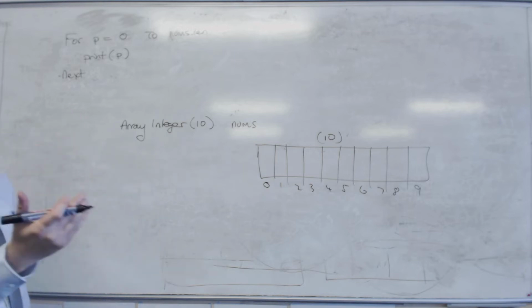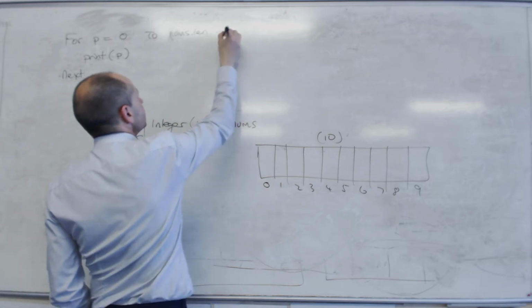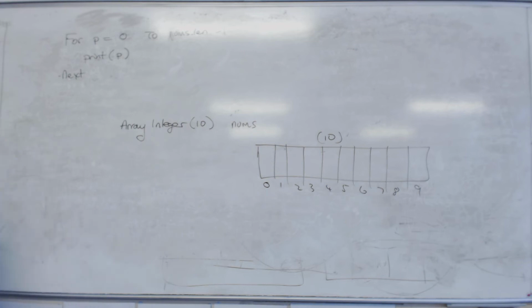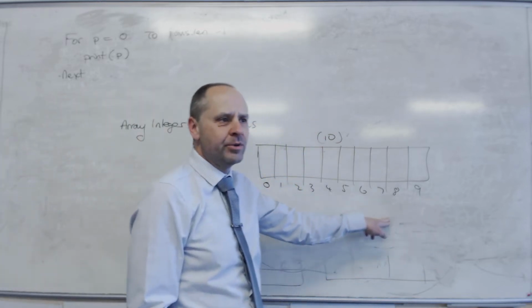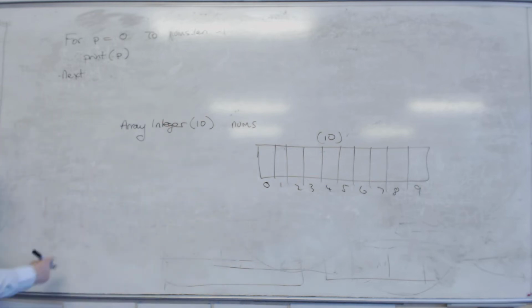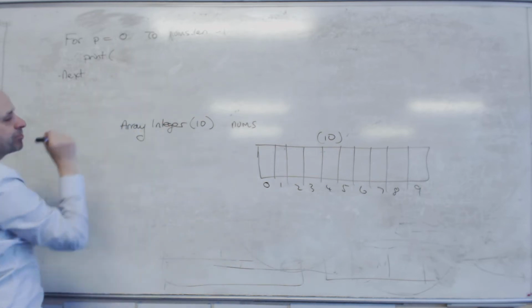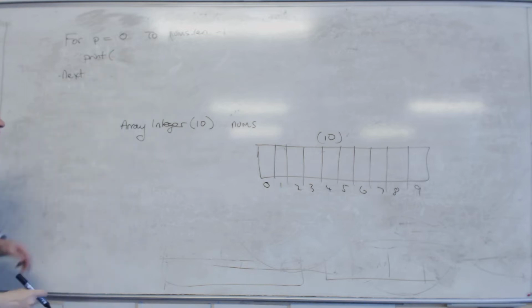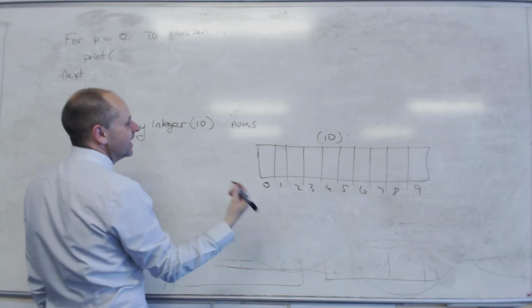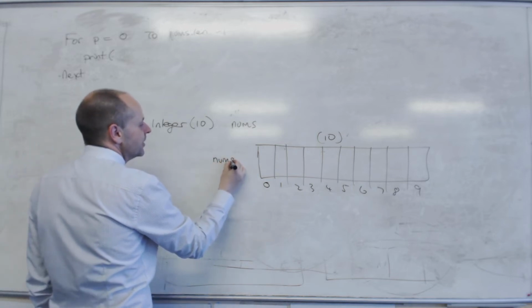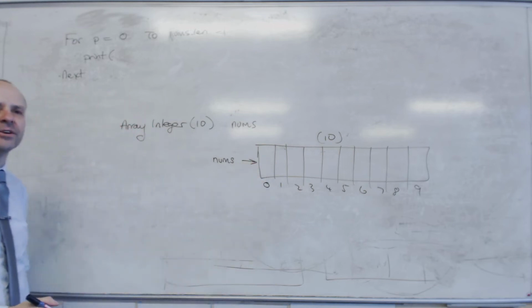But I want to go from 0 to 9. So I might say length minus 1. Because by writing out the indexes, I know what I want to stop at. So I'd always advise doing that. And that will allow me to then print that out. So remember, an array, a little bit like a variable, has a name that points to a memory location. And in this case, the name points to the first item in the array.